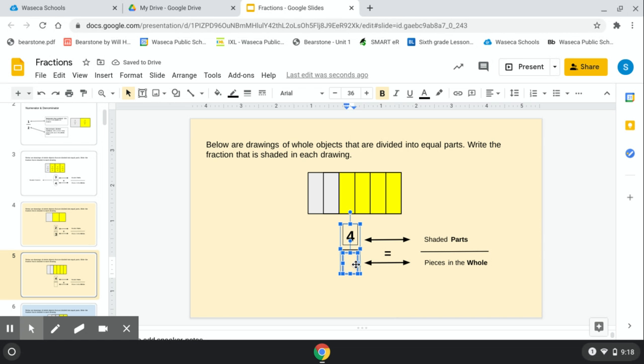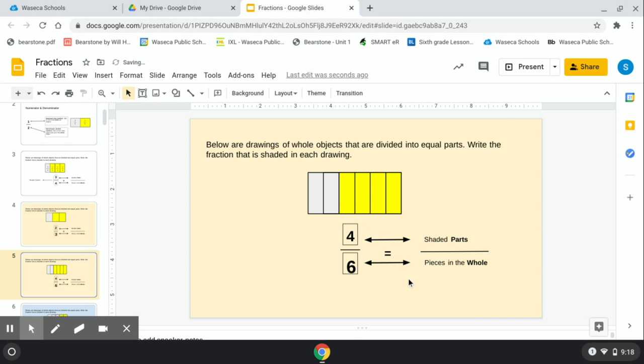And now for our denominator, how many equal pieces are in this rectangle? Let's count them. 1, 2, 3, 4, 5, 6. So how many equal pieces are in the rectangle? 6. So 6 can go in our denominator. So now that we have it all filled out, we know that 4/6 of this picture is shaded yellow.